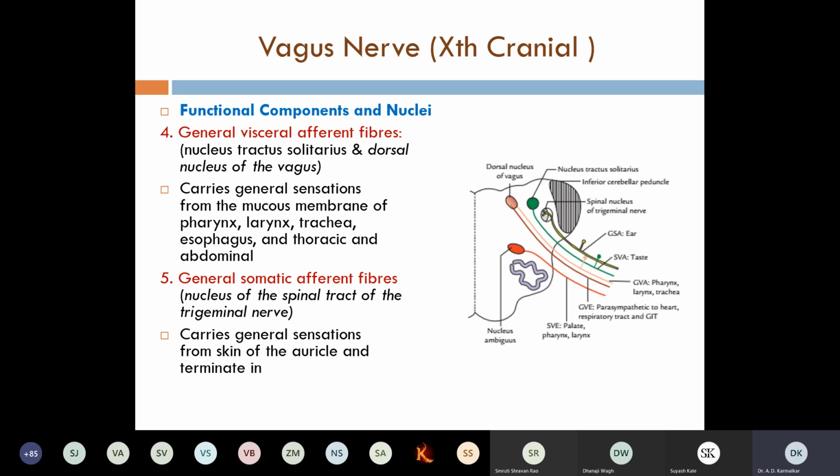This carries general sensation from the mucous membrane of the pharynx, the larynx, the trachea, the esophagus, as well as the abdominal organs. The general somatic afferent fibers are nothing but the nucleus of the spinal tract of the trigeminal nerve. These carry general sensation from the auricle, and will relay into the nucleus of the spinal tract of the trigeminal nerve, and terminate in this nucleus.